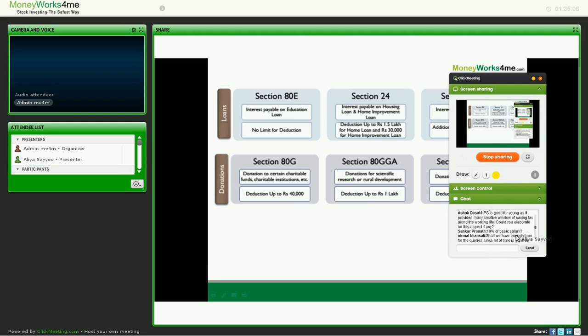Ashok Desai says NPS is good for the young as it provides many windows of saving tax along the working life. Could you elaborate on this aspect, please? Yes, sir. I have already elaborated on NPS, but to again give you an idea, NPS basically has two accounts, Tier 1 and Tier 2. Tier 1 account is a compulsory account and it requires a minimum investment of 6,000 per year, and every transaction has to be a minimum of 500 rupees. You cannot do a transaction of less than 500 rupees. Also, only investments made into Tier 1 will be eligible for tax deduction. You can also invest in Tier 2 accounts, but that will not be eligible for tax deduction.